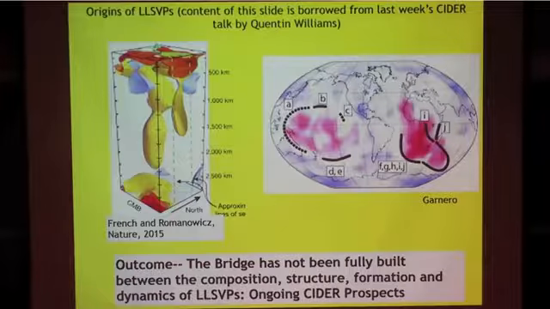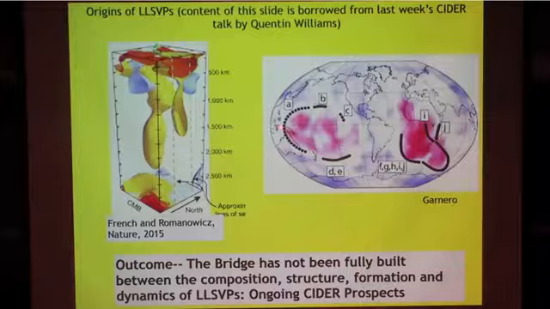Okay, so in addition, of course, we have seismic observations of structures in the lower mantle. So I have just basically borrowed all the content of this slide from a talk that Quentin Williams gave last week. I even preserved the yellow background. So this is mainly to remind you that the lower mantle has structure that plays into this, and that we don't fully understand what these structures are.